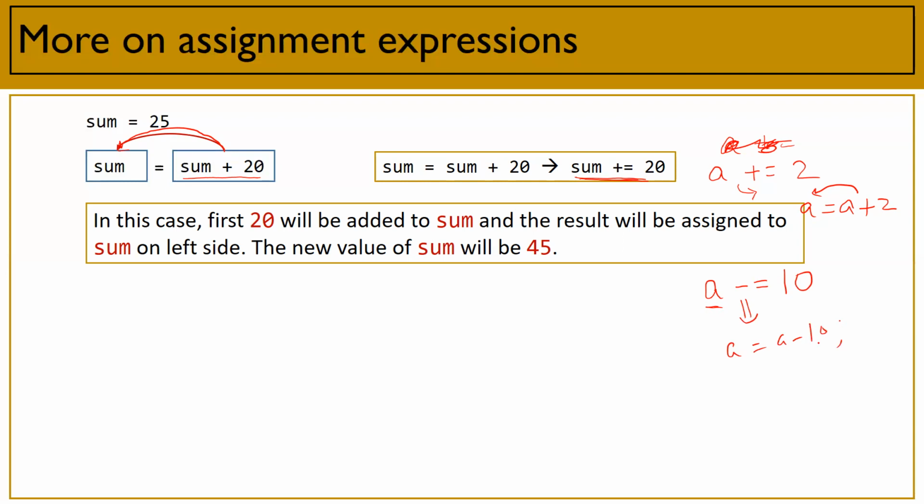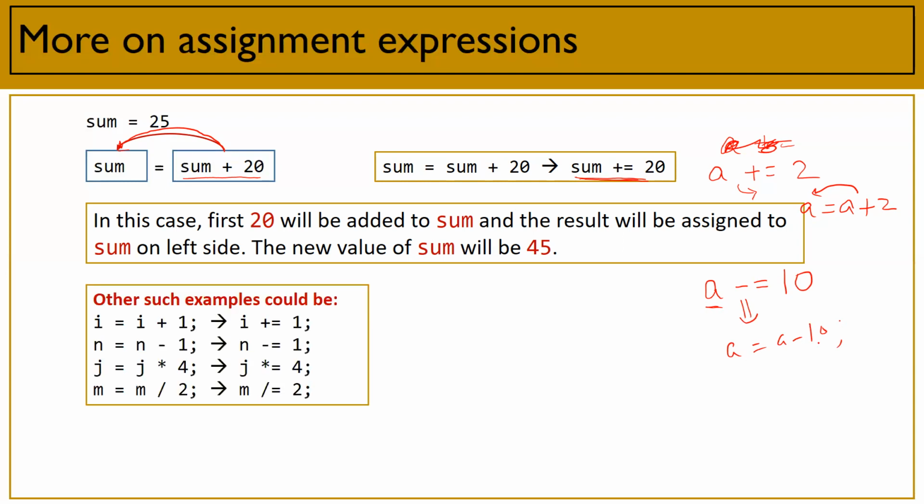Some other examples of variable updates are here. If I write I is equal to I plus 1, then what will happen? 1 will be added to the previous value of I, and then I will be updated, right? And then the compact form of this is this one, right? Okay. And similarly, if I have n equal n minus 1, I will subtract 1 from the previous value of n, and then I'll update n with that value, right?